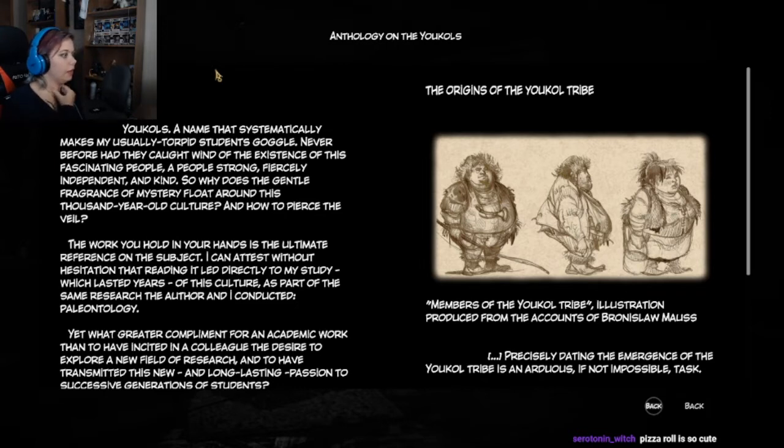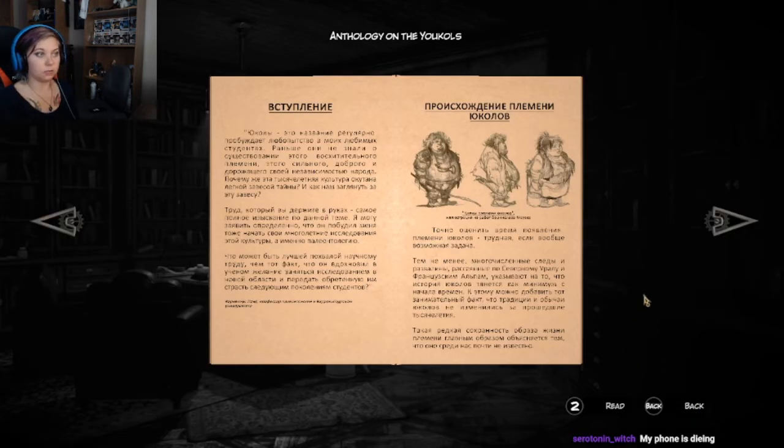Yet what greater compliment for an academic work than to have inspired in a colleague the desire to explore a new field of research, and to have transmitted this new and long-lasting passion to successive generations of students. Origins of the Yukol tribe. Member of the Yukol tribe. Illustrations produced from accounts of this person. Precisely dating the emergence of the Yukol tribe is an arduous, if not impossible, task.